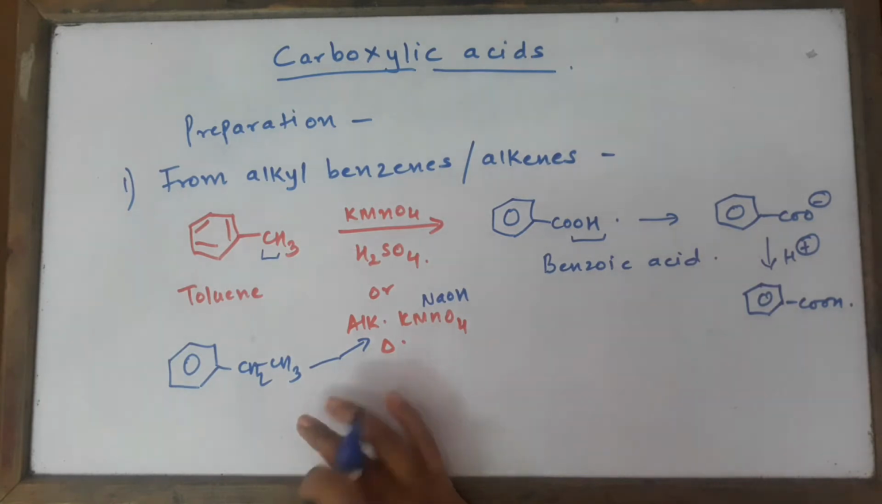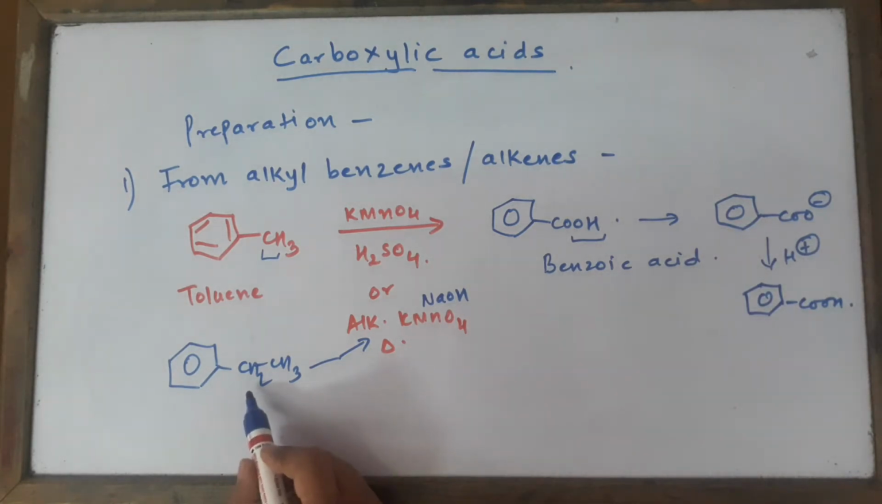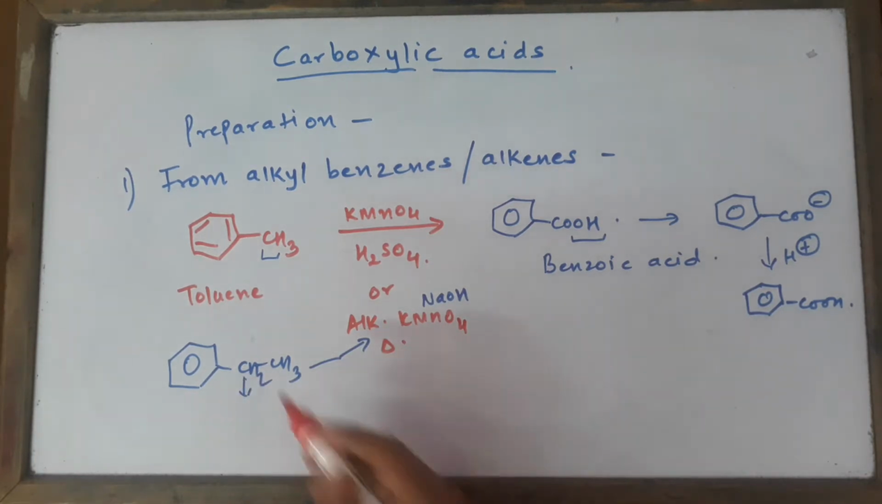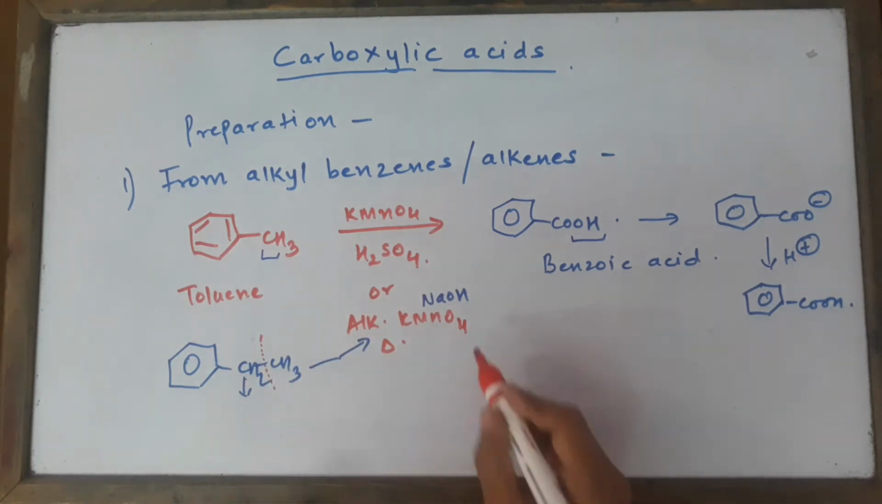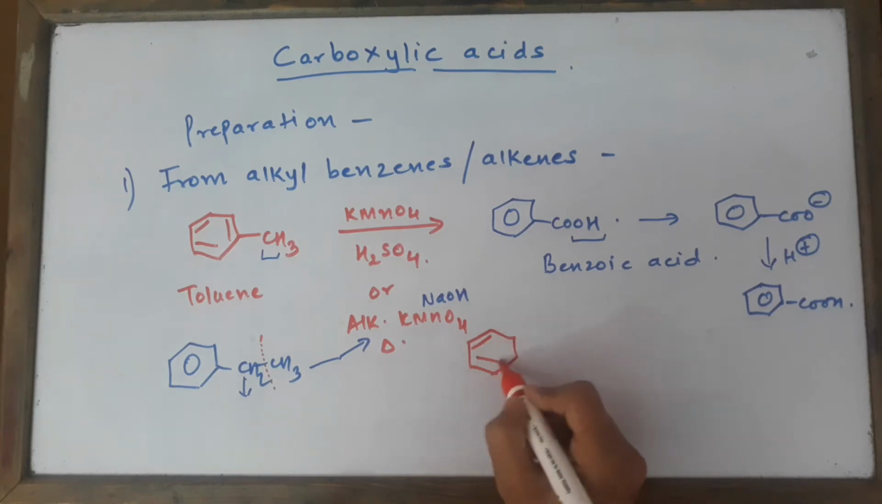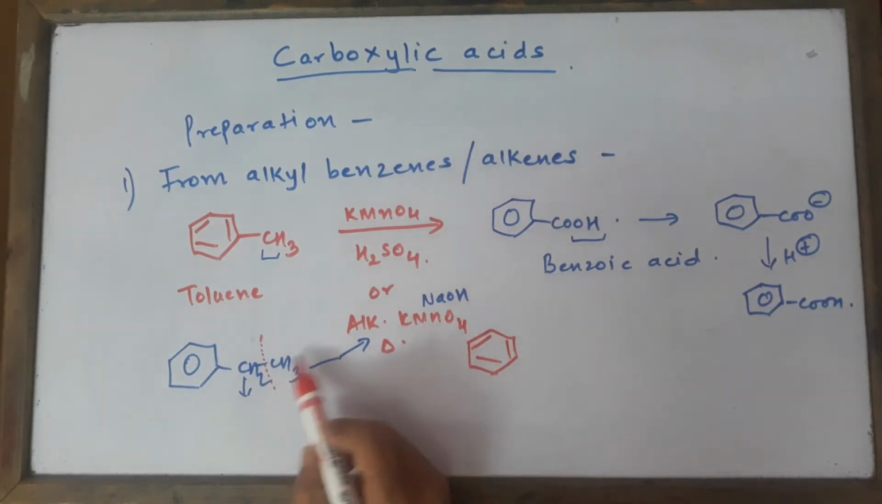How do we oxidize this? Look at this. What you're going to focus on is the carbon which is next to the benzene ring. That is the carbon which you are going to oxidize to carboxylic acid, and the remaining part whichever was there is going to get broken out. It's going to get detached. Okay, you have to remove this.